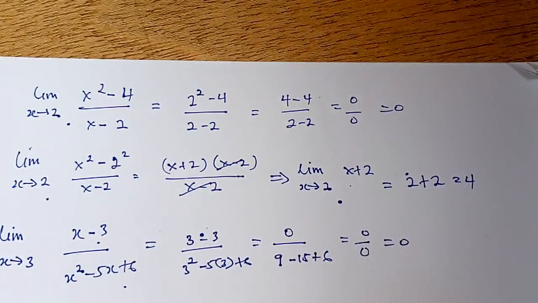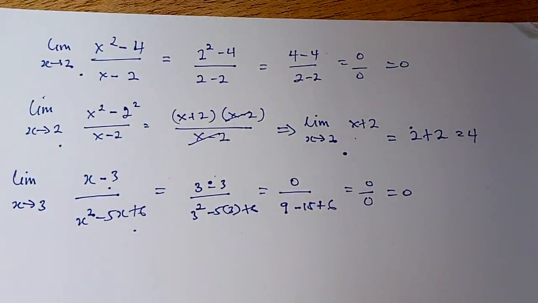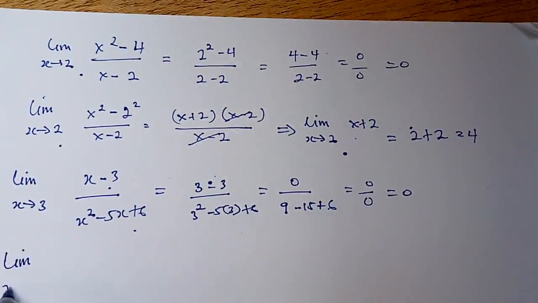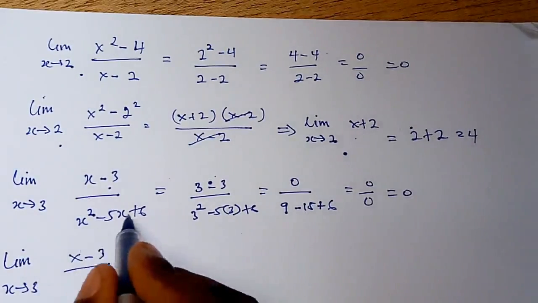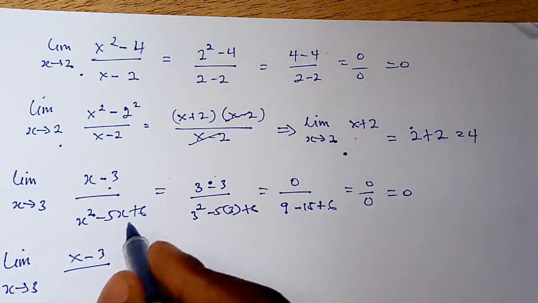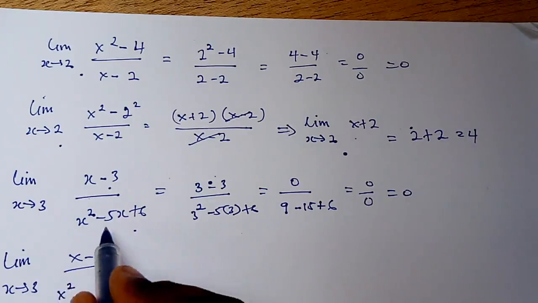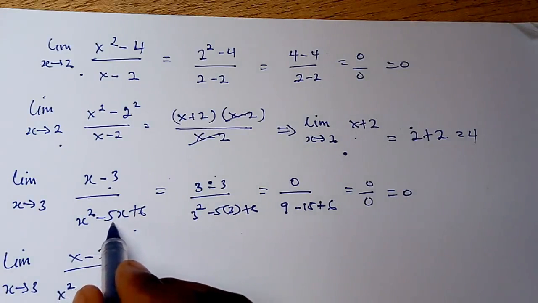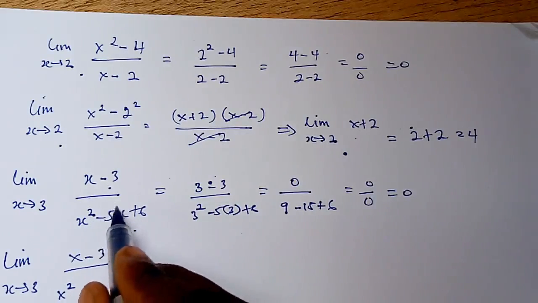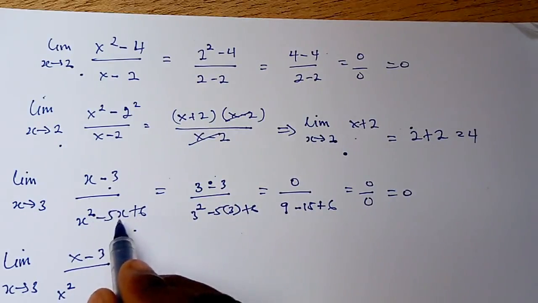And I said that when you meet a situation like that, all that you need to do is try to break the function down simply. So let's break this function down and see what we get. We have the limit as x approaches 3 of x minus 3 all over a quadratic expression. So we write x squared, then the minus 5x and the 6, and we need two numbers that when we add them, we get minus 5, and when we multiply them, we get positive 6.